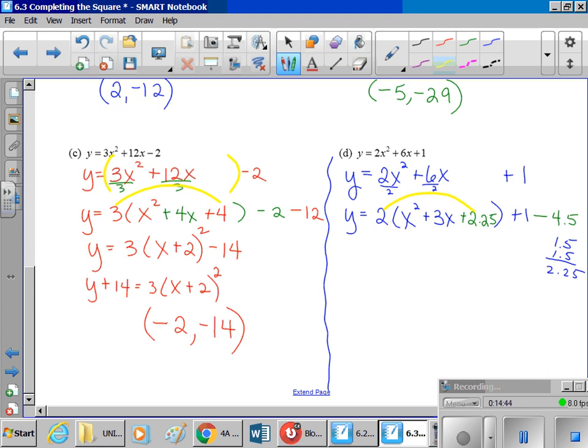So now we just simplify this, and we get y is equal to 2 times x plus 1.5 squared, and positive 1 minus 4.5 is minus 3.5. So my vertex turns out to be negative 1.5, comma, negative 3.5.